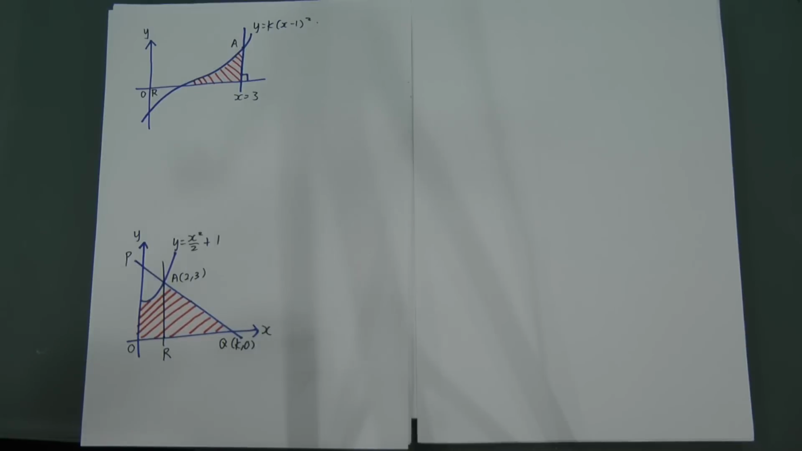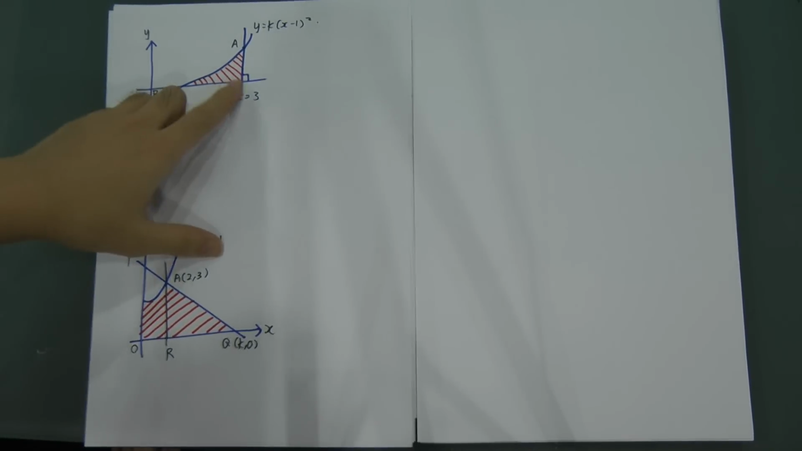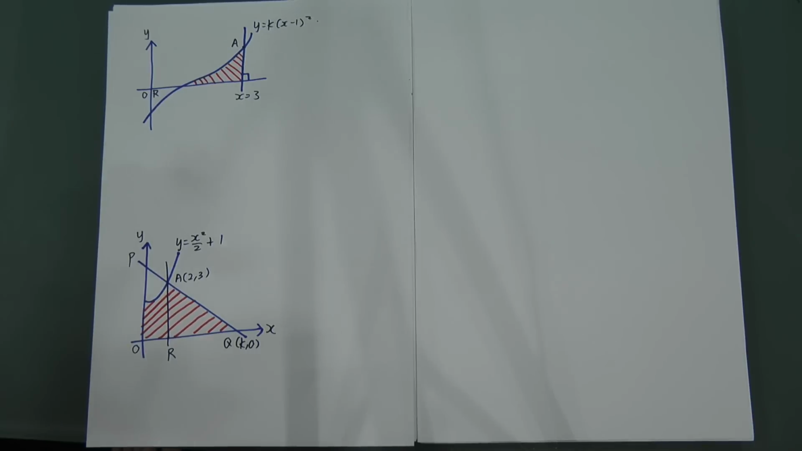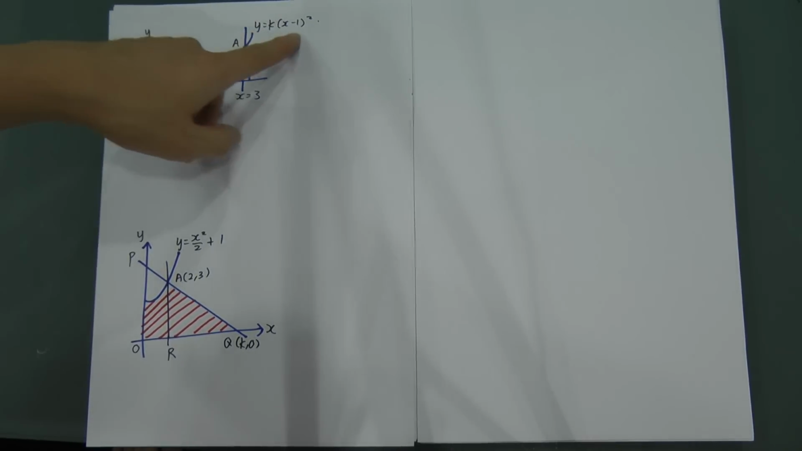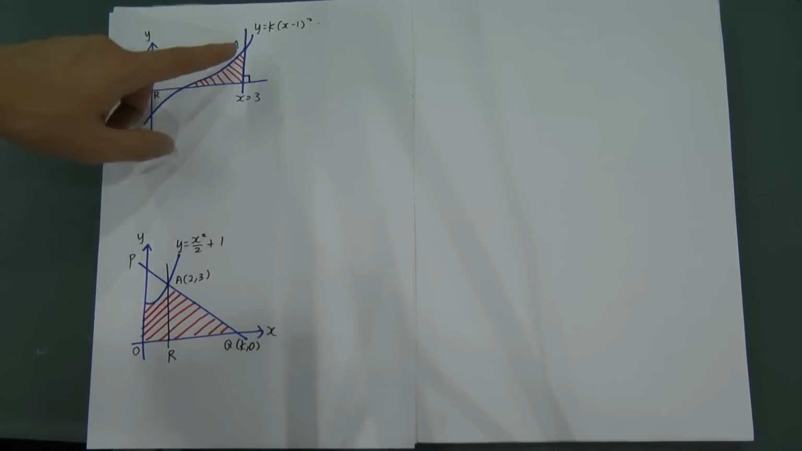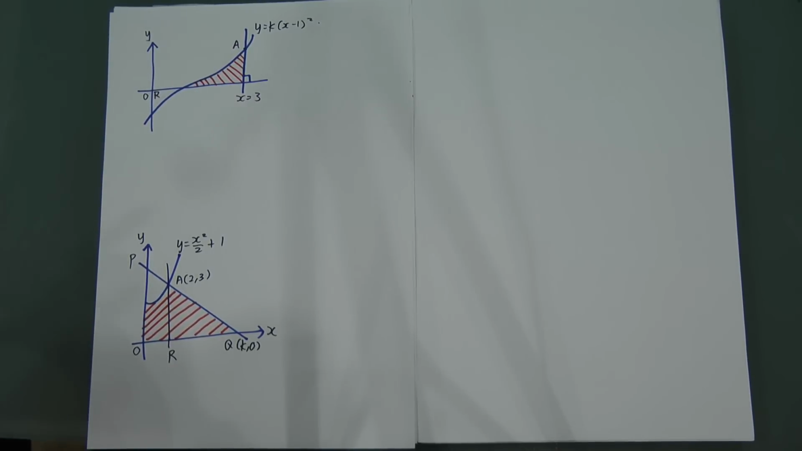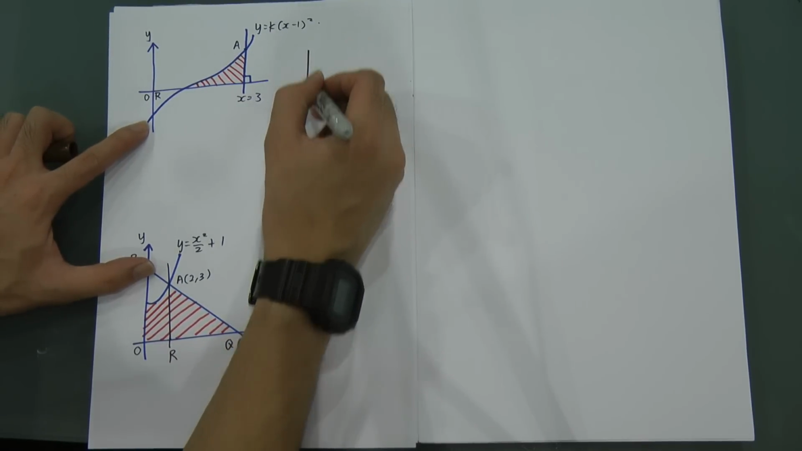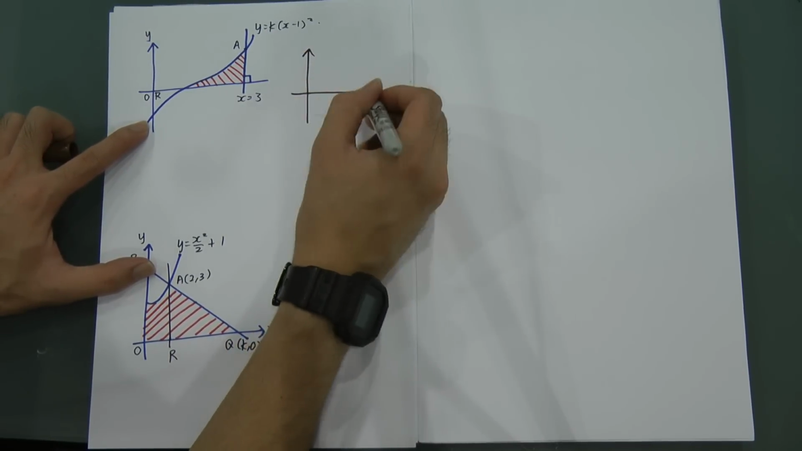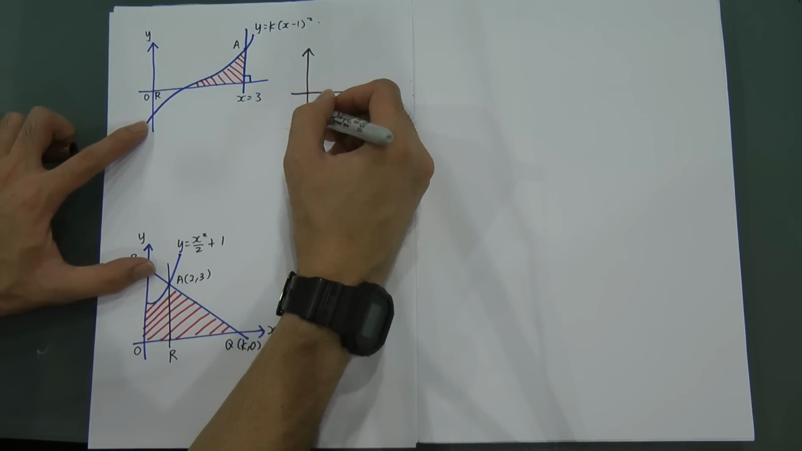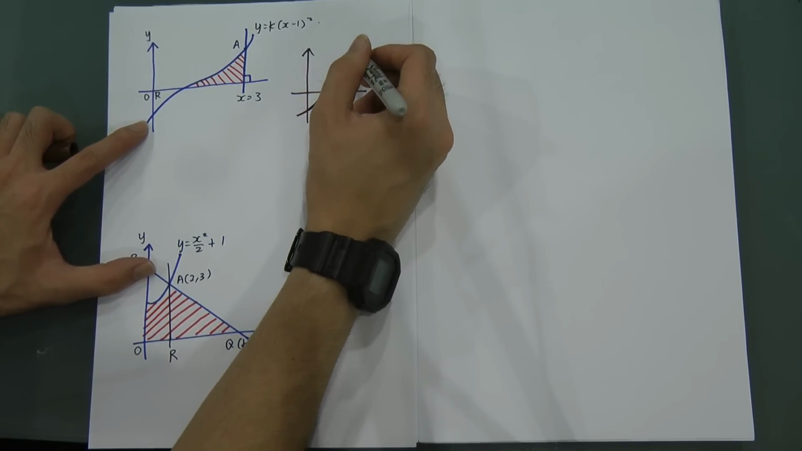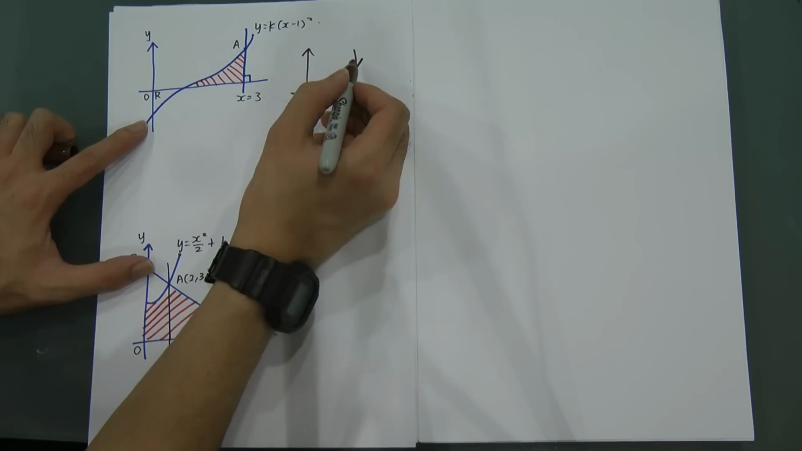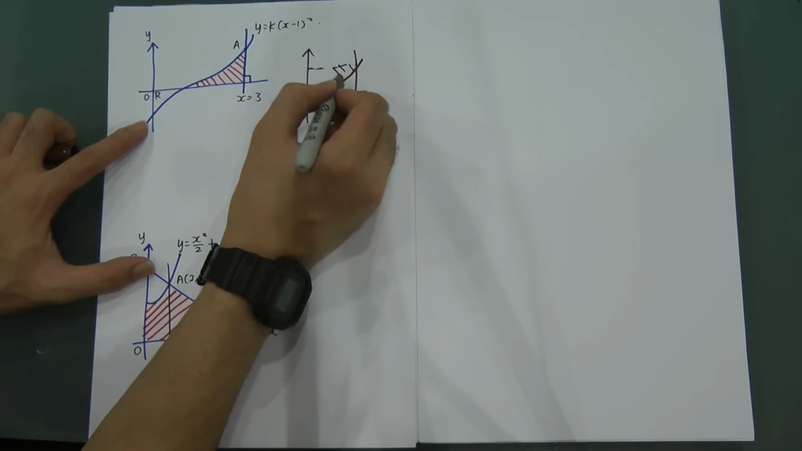For example, for this curve y equals k(x minus 1) squared, if you integrate on the y axis, which area do you get? Do you see this curve? If you integrate on the y axis, you will get the curve like this. I just simply drop it out. If you integrate on the y axis, this is the area you are going to get.